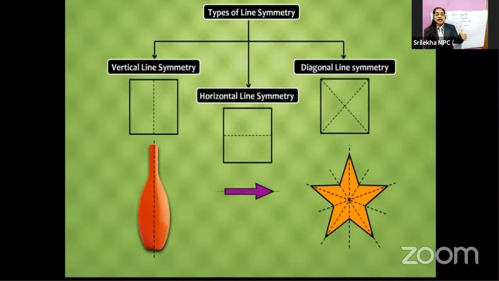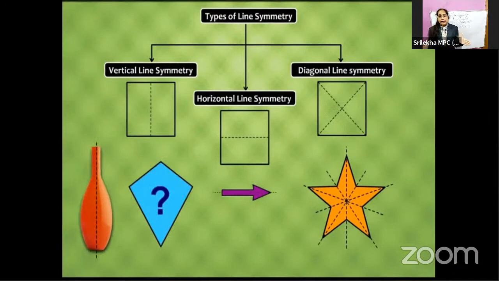In the same way, we have a star there. In that star, if you make a line diagonally, then that diagonal line divides this star into two identical parts, as you can see. So, if a diagonal line divides the figure into two identical parts, then that type of symmetry is said to be diagonal line symmetry. Yes, I hope you're clear.